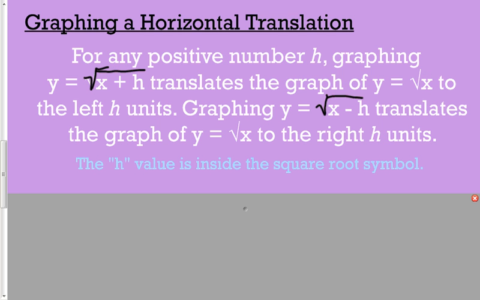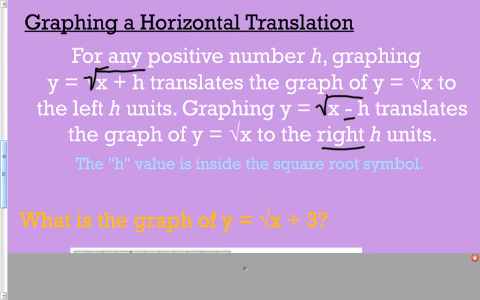That translates the graph of y equals the square root of x to the left. Even though it's plus h, it's going to the left, so it's opposite. Whereas graphing this with a minus is going to translate it to the right. Very interesting how it's opposite, just like in the absolute value function, but that's the way it is. So the h value is inside of the square root symbol in this case.